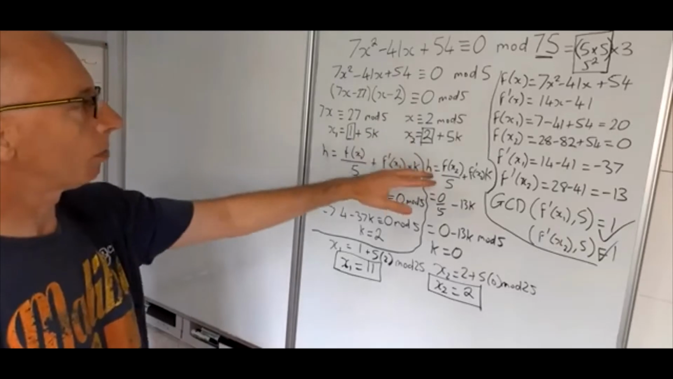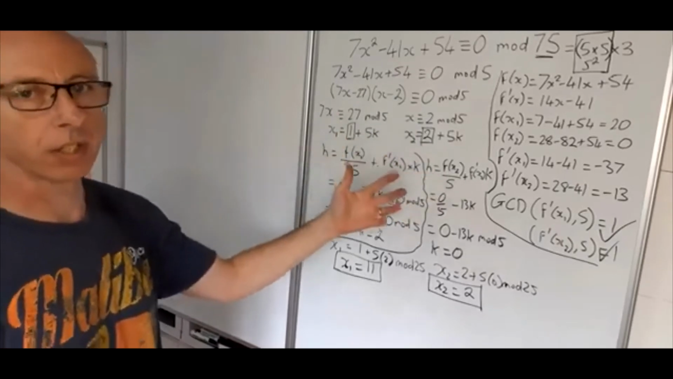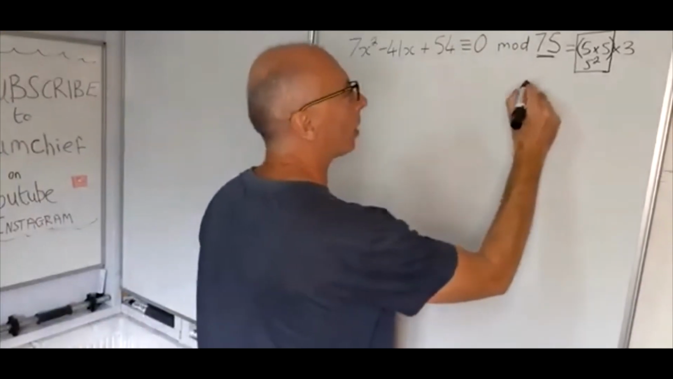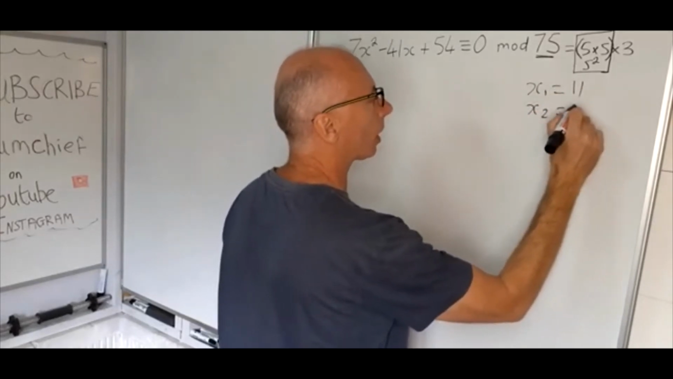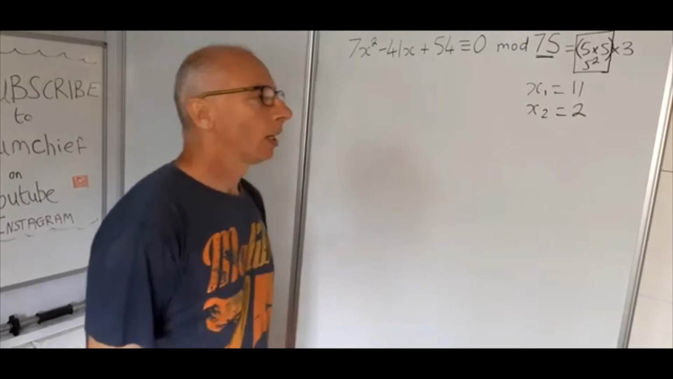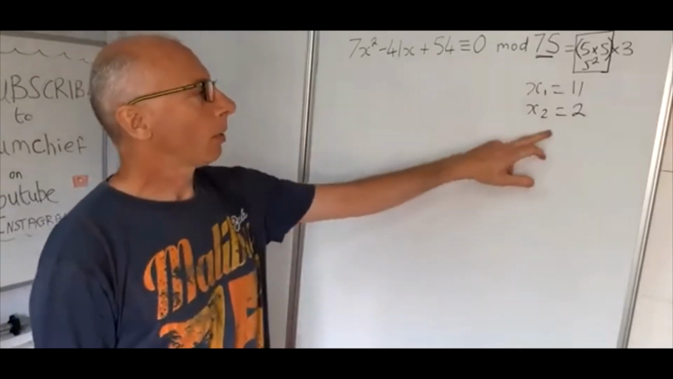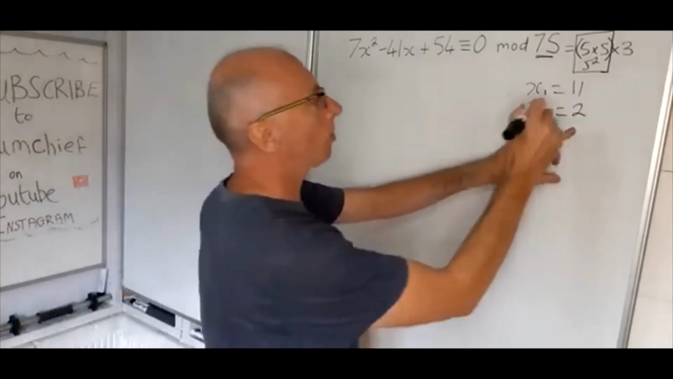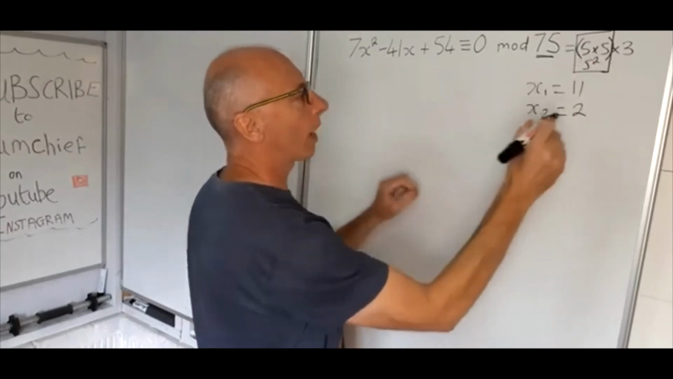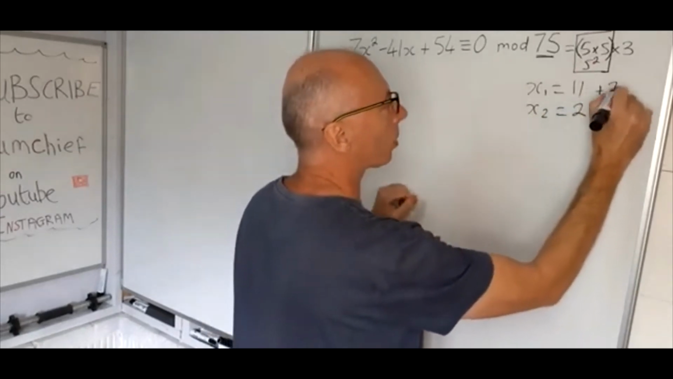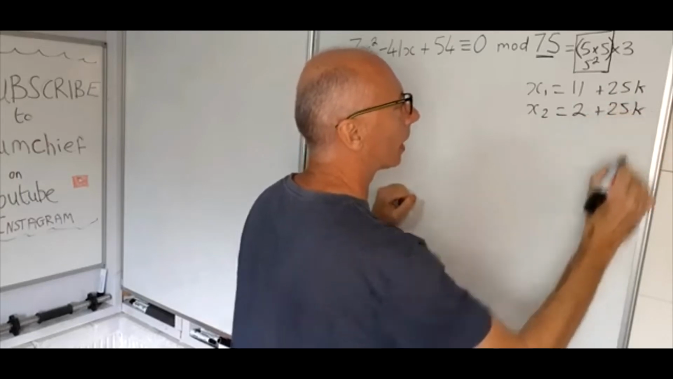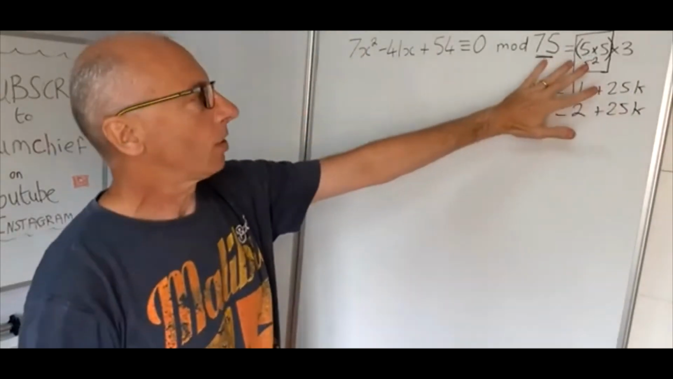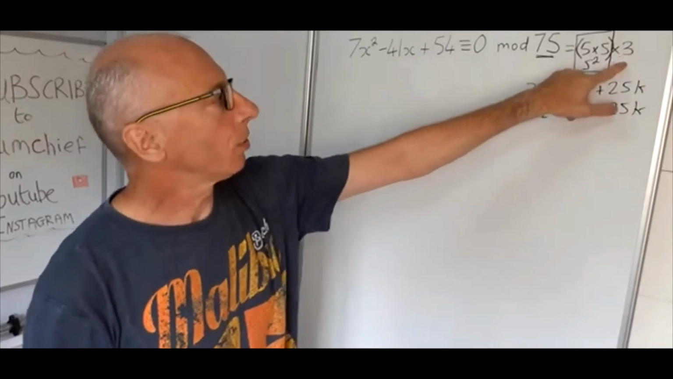I'm going to rub this off the board and then we're going to move on to the next stage. Okay, so we've got x1 equals 11 and x2 equals 2. Okay, so that's where we're up to so far. But now what we need to write down, because it's for the 5 squared, we add this as plus 25k, and the same here. Okay, so that's taking care of the 25. Now we need to have a look at the 3.